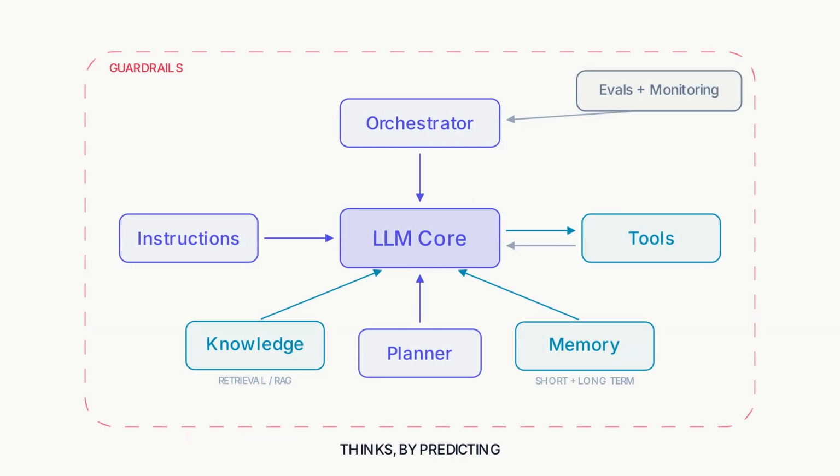A core that thinks by predicting, instructions that shape its behavior, tools that give it hands, knowledge that keeps it current, memory that lets it remember, a planner that breaks big goals into achievable steps. An orchestrator that turns one agent into a team, guardrails that make mistakes cheap, and an outer loop that never stops making it better.